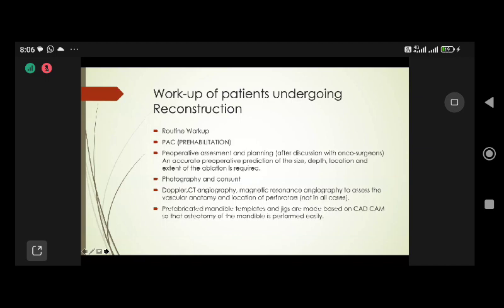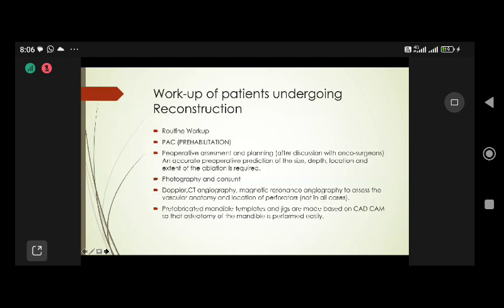Then the preoperative assessment and planning after discussion with oncosurgeons. An accurate preoperative prediction of size, depth, location, and extent of ablation is required. Then photography for the records and consent. We explain the pros and cons of all kinds of flaps and whatever options are available for that particular defect. Then we do Doppler, CT angiography, or MRI angio to assess the vascular anatomy and location of perforators if required, not in all cases.